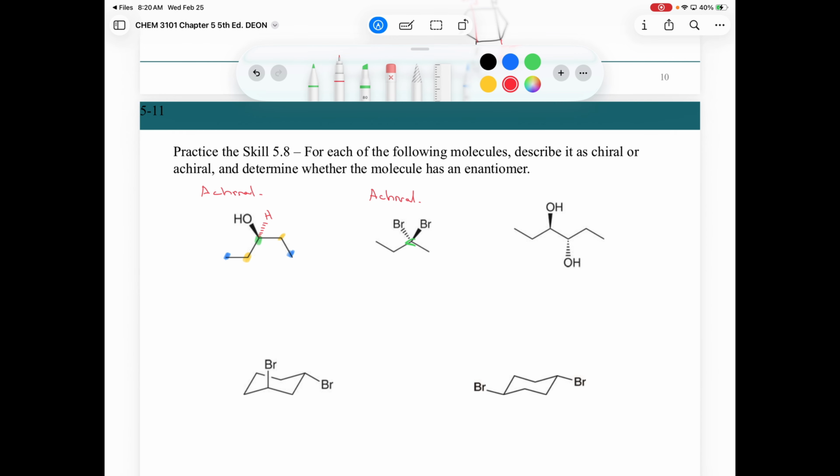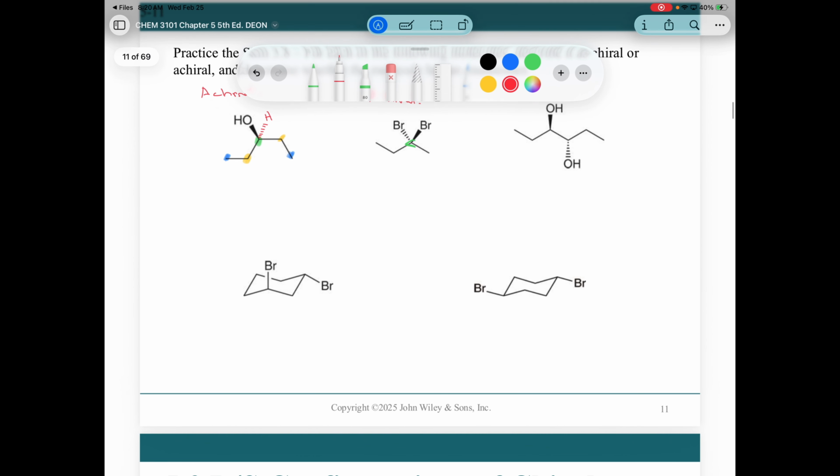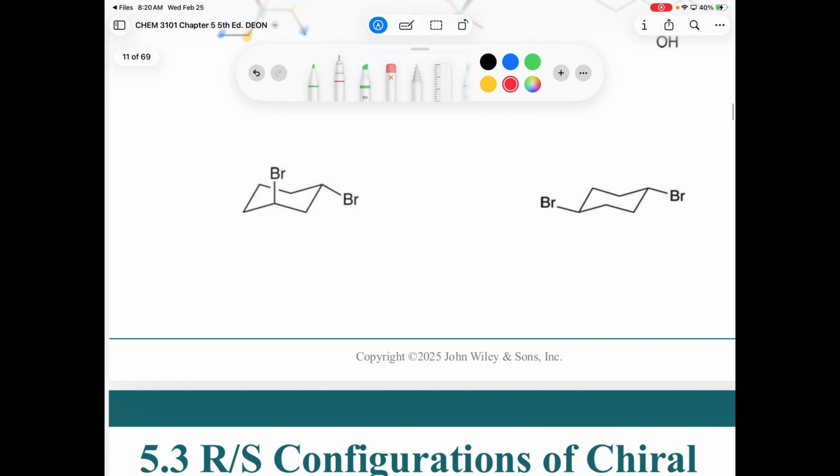Okay, the next one, the one with the two hydroxyls on it that are next to each other, I'm going to come back to that one later because there's one other concept I want to review with you before we do that. However, if you look at the one in the bottom left-hand corner, would you describe those two bromines? So this is a 1,3, right? This is a 1,2. This is 1,3-dibromocyclohexane. Would you guys describe this as cis or trans?